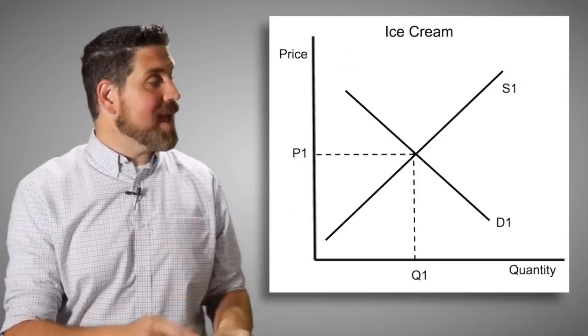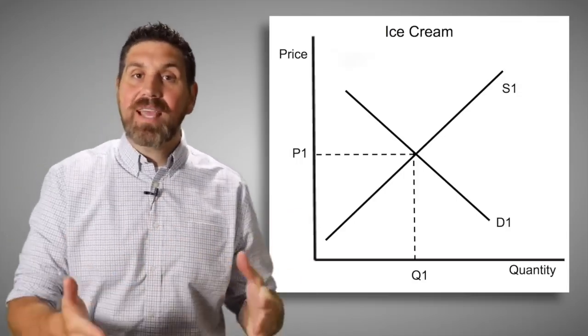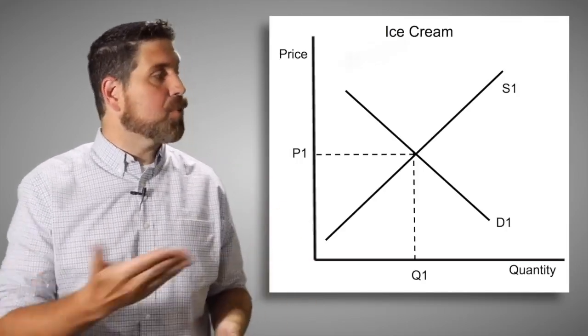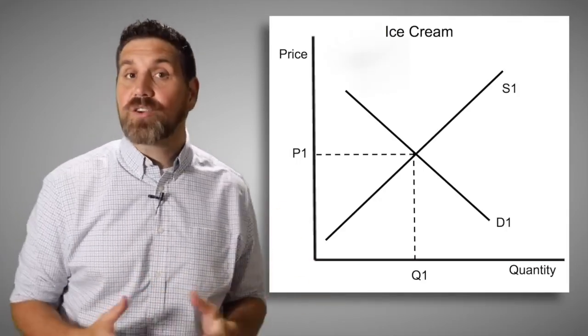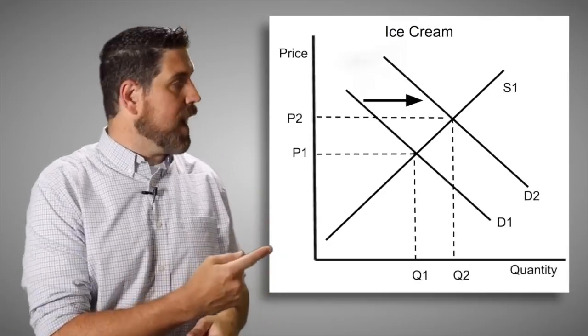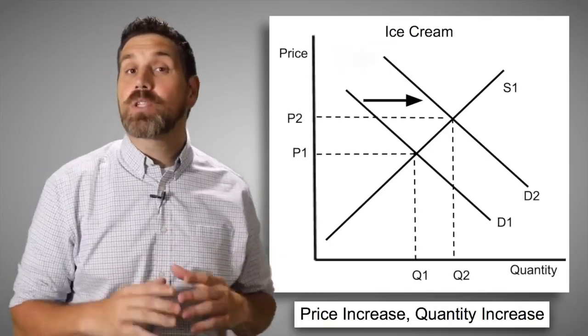Okay, here we go. We've got demand and supply at equilibrium. Let's say there's a study that comes out that says ice cream makes you smarter. How is that going to affect the price and the quantity of ice cream? Well, people prefer to be smart, and that means that's going to increase the demand, shifting it to the right, so the price and the quantity is going to increase.